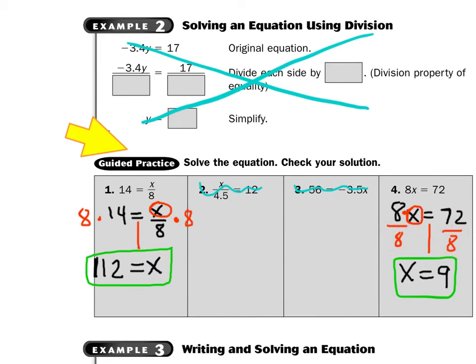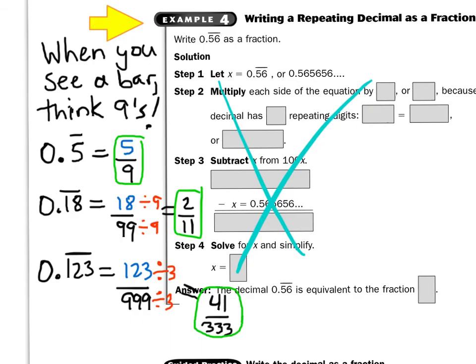And then let's simplify. 8 divided by 8 gives us that giant invisible 1. Let the x slide down, let the equal sign slide down, and then 72 divided by 8 gives you 9.